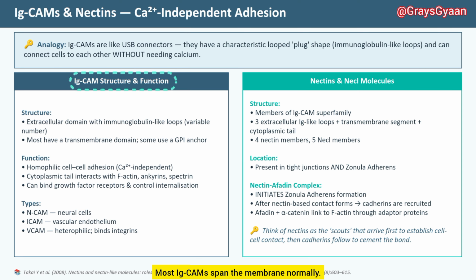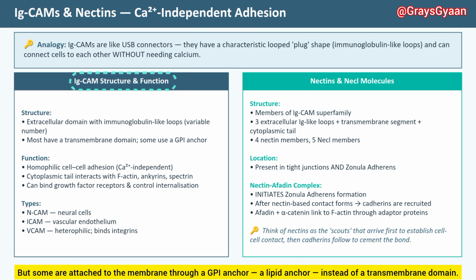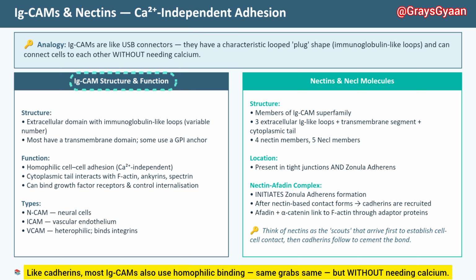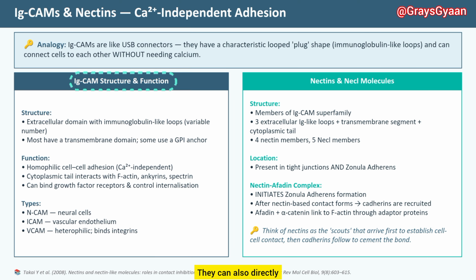Most IgCAMs span the membrane normally, but some are attached to the membrane through a GPI anchor, a lipid anchor, instead of a transmembrane domain. Like cadherins, most IgCAMs also use homophilic binding, same grabs same, but without needing calcium. Inside the cell, the cytoplasmic tail of IgCAMs interacts with F-actin, ankyrins, and spectrin, connecting to the cytoskeleton. They can also directly or indirectly bind growth factor receptors and control their internalization, so they have signaling roles beyond just adhesion. Different types are found in different tissues.